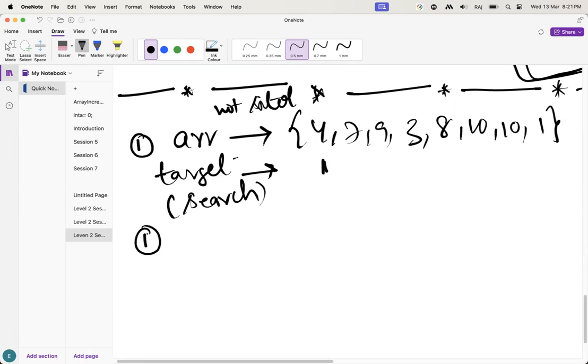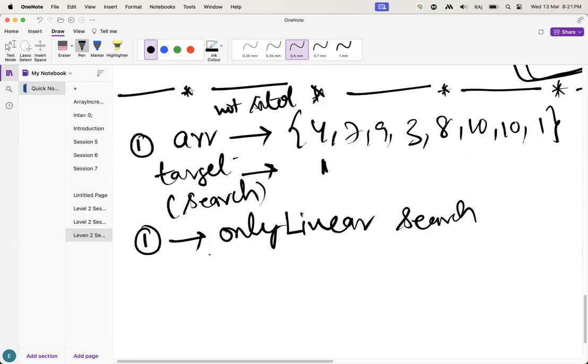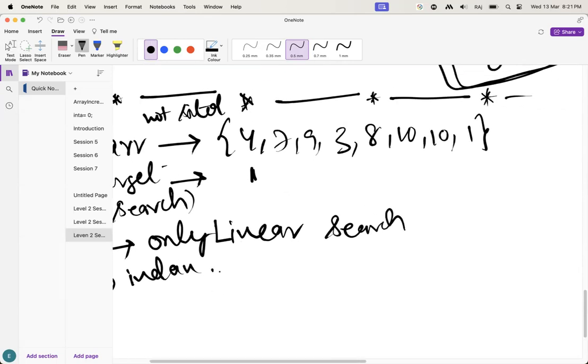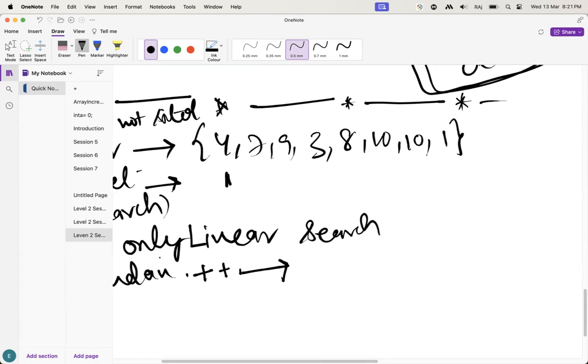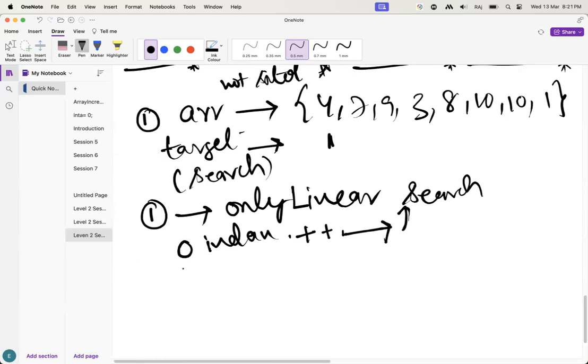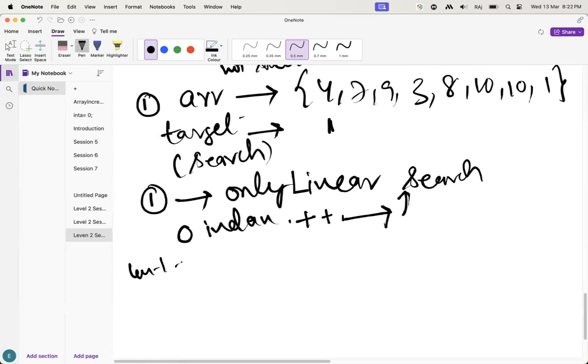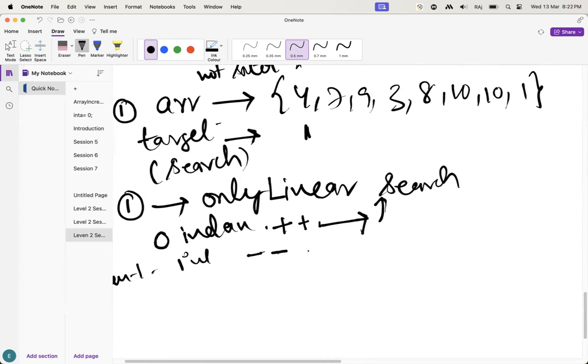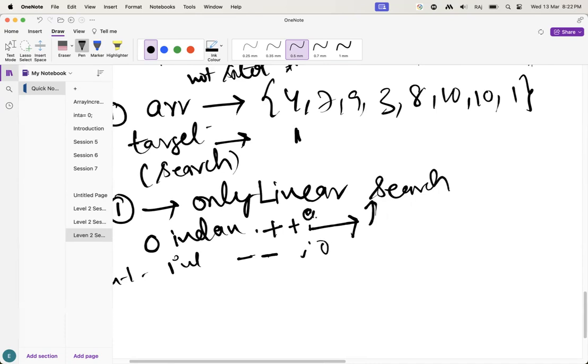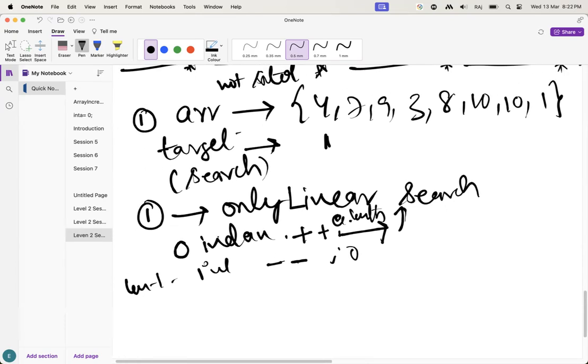How many methods do we have? As of now, we have only linear search. Guys, what is meant by linear search? You have to start from the 0th index and increment the index by 1 each time. That is what we call a linear search. Or otherwise, you can start from length minus 1, decrement that value every time and come down to 0. This is also called a linear search.